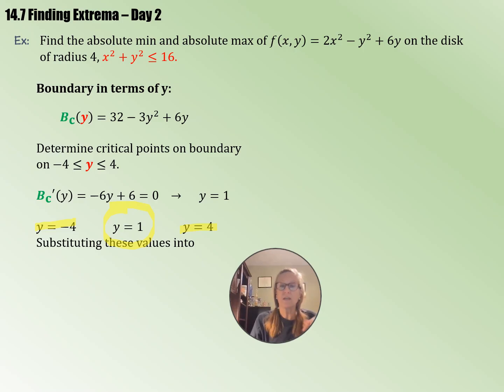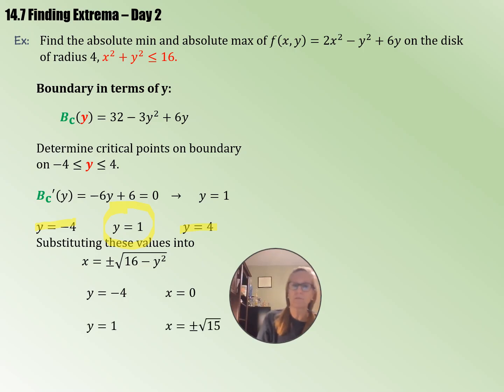Substitute those values into my, because I want to know the x that goes with that, right? So I'm not going to go and substitute those up into f of x, y. I only have a y. I need my x's, right? But remember, my x was equal to plus or minus the square root of 16 minus y squared. So I plugged -4 in, and I got 0. I plugged 1 in, and I got plus or minus root 15. I plugged 4 in, and I also got 0. So I took each one of those and plugged them in.